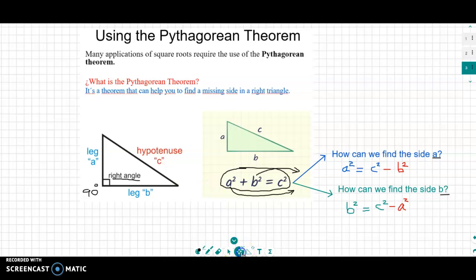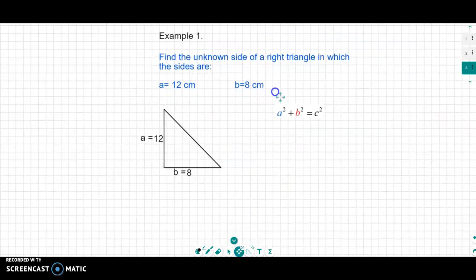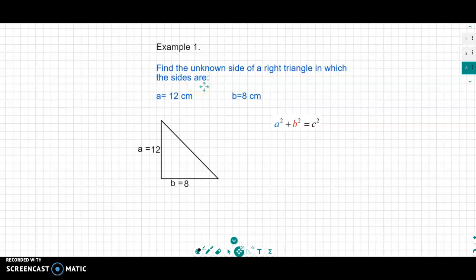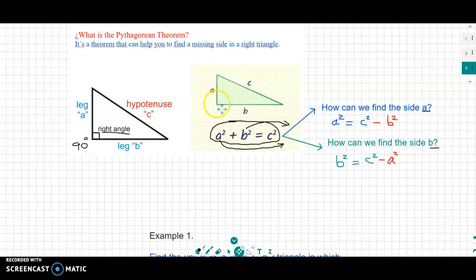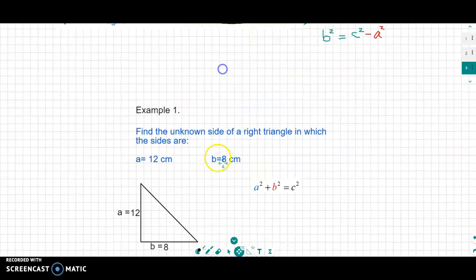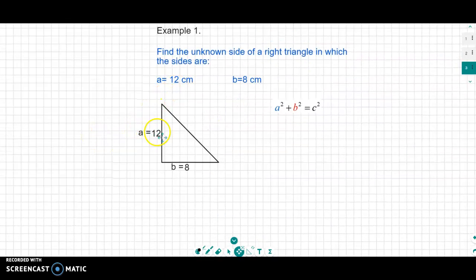Okay guys, let's see an example. How can we use this theorem? Here we have the first example, and it says, find the unknown side of a right triangle in which the sides are A equals 12 centimeters and B equals 8 centimeters. We have the same triangle that we saw before, with its corresponding right angle right here, which is 90 degrees. The side A is 12 and the side B is 8. So in this case, we need to find the side C, which means the diagonal, this side.